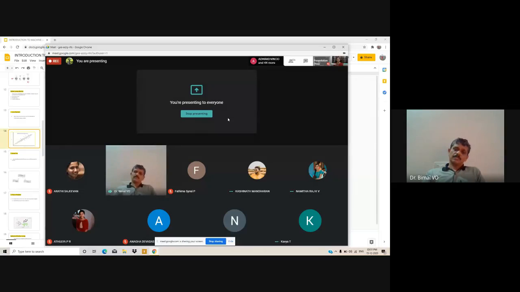When you ask what is the temperature now, Google Assistant will tell you this is the temperature. Or if you ask who is the chief minister of Kerala, your mobile phone will respond.